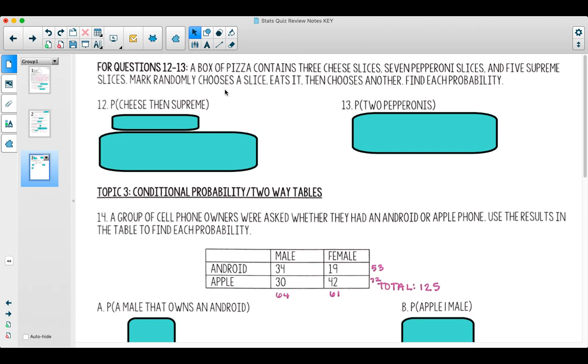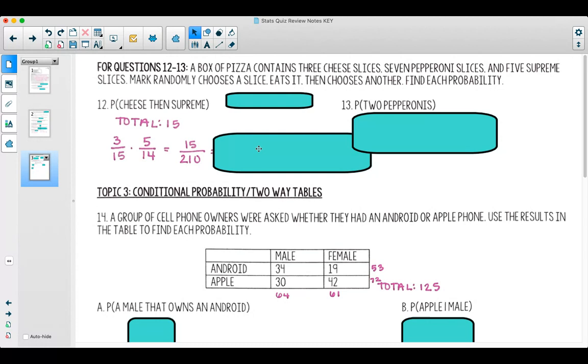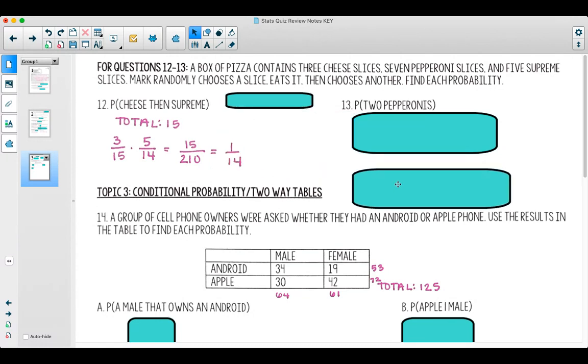What's the probability that you have cheese and then supreme? So how many total things do we have first? That should always be our starting point. We have a total of 15 slices. So what's the probability of getting cheese? That would be 3 over 15. But now there's going to be 14 slices of pizza. So how many supreme? 5 over 14. Multiply them together, 15 over 210. If we simplify that, we should get 1 over 14. So I'm going to have you guys try number 13, and then we'll check it.